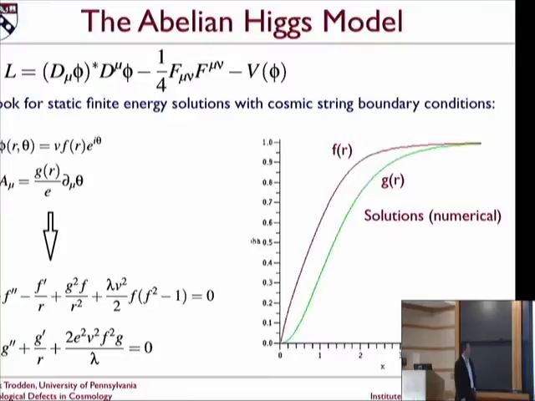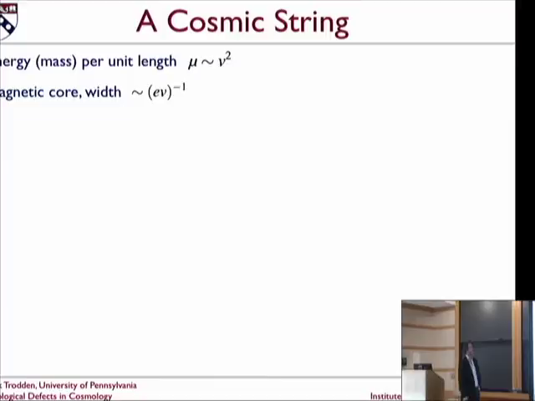So if I set those up, what do I have? It turns out that it's easy to calculate. There is only one mass scale in the problem. There's an energy mass per unit length of the string, this long string, which I'll call mu, which is essentially given by the vacuum expectation value of the field squared.